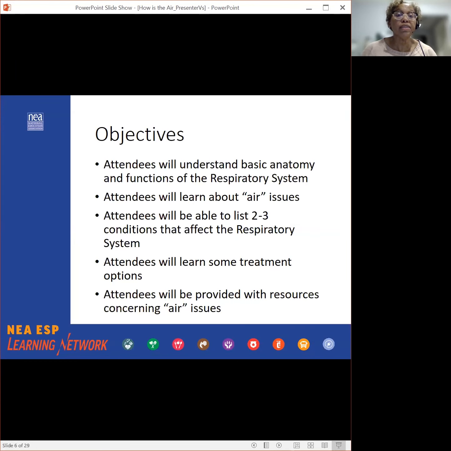Next slide, please. So here are general objectives. You can look over these. You'll understand a basic part of anatomy and physiology of the respiratory system. You'll learn about some air issues, have some conditions that affect the respiratory system given to you, discuss a few treatment options, and be provided with a few resources concerning air issues.